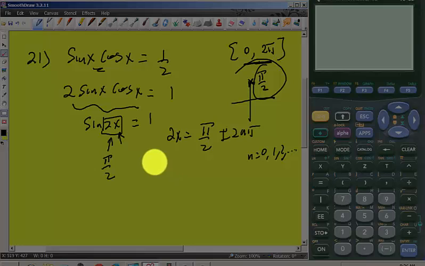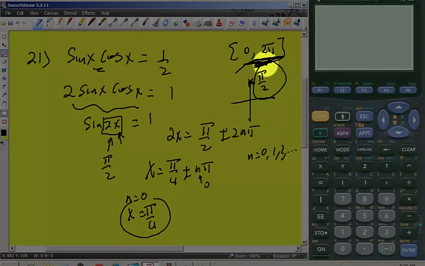Now I have to divide everything by 2. x is equal to pi over 4 plus or minus n pi. Now I have to plug and chug. First number I'm going to put in for n is 0. When I put 0 there, I get x is equal to pi over 4. Is that less than 2 pi? Yep, I keep it. Now I don't have to worry about the negative direction because it's only going from 0 to 2 pi, so I might as well erase that. I don't need that. Okay?